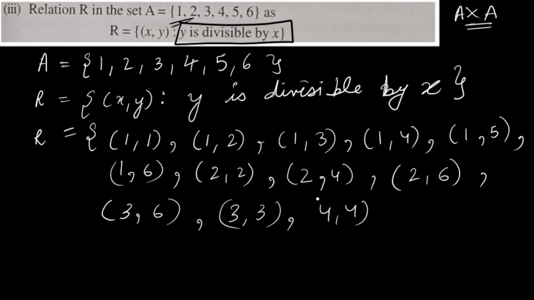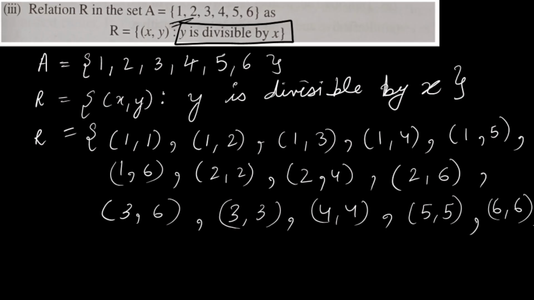Same way 4 comma 4 is also there, because 4 is divisible by itself. 5 comma 5 is also there, because 5 is divisible by itself. Same way 6 comma 6 is also there, because every number is divisible by itself, right? So now I have written all the possible ordered pairs which satisfy this condition that y is divisible by x.